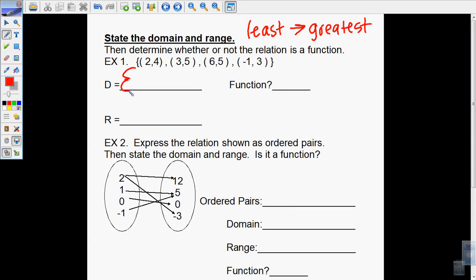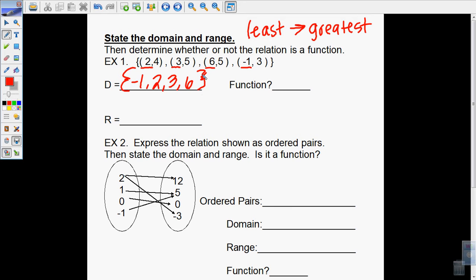I'm going to identify my domain. So my domain values are 2, 3, 6, and -1. So when I'm listing them out, I'm going to start with what? -1. Perfect. Then, see, told y'all, it's going to be questionable.